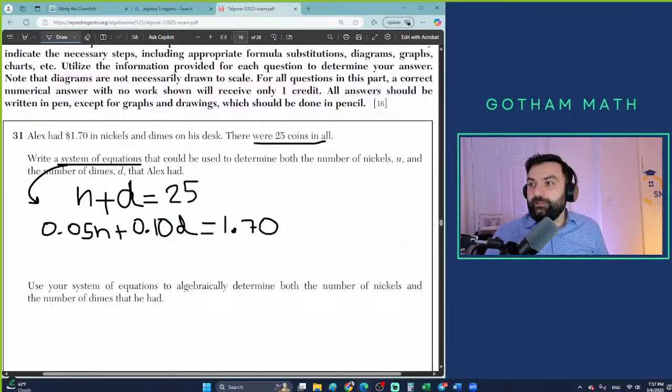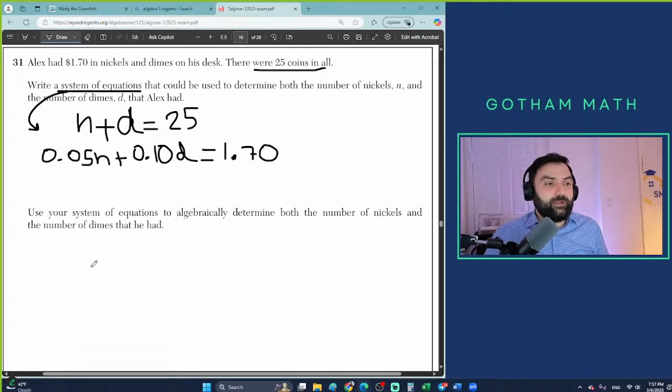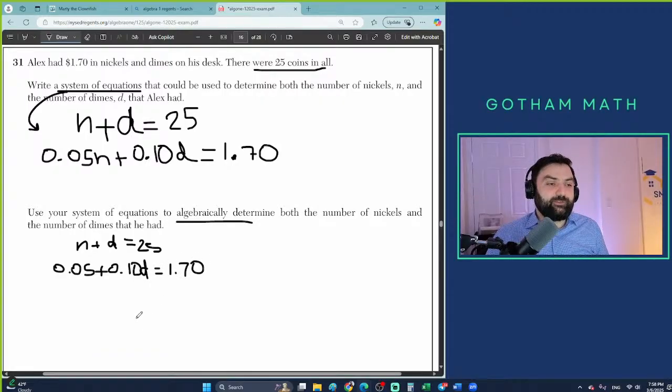Okay, and now we have to solve it algebraically. So let me copy down the system, and then I will show you what will be an easier way to do it. It's doable on the calculator, by the way, but they say algebraically. So algebraically means that you're not allowed to use a calculator to just find the answer. Otherwise, we'll find the intersection.